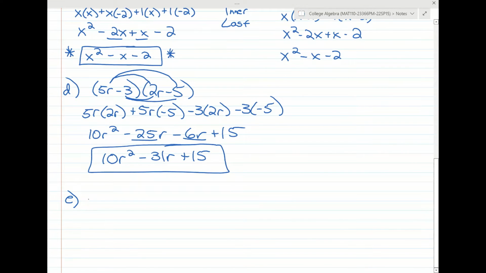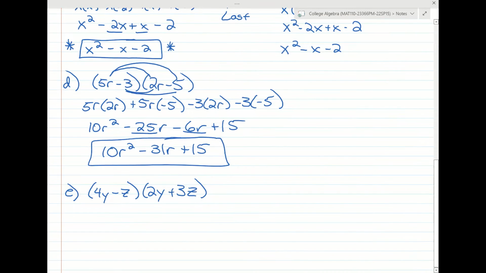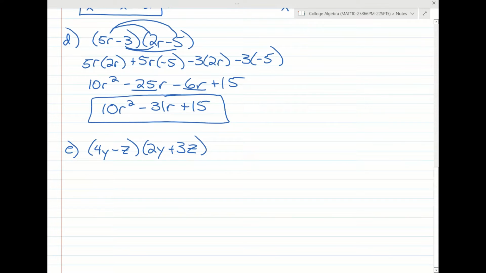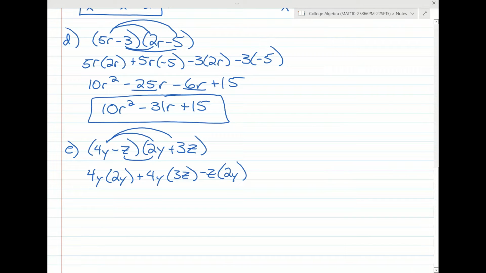So let's move on to letter E. What if we had different variables? So 4y minus z times 2y plus 3z. And we're doing exactly the same thing with different numbers and different letters. So we'll do 4y times 2y. We'll do 4y times positive 3z. We'll do negative z times 2y. And then we'll do negative z times 3z.